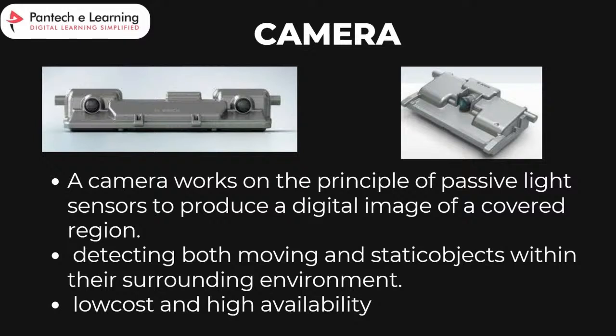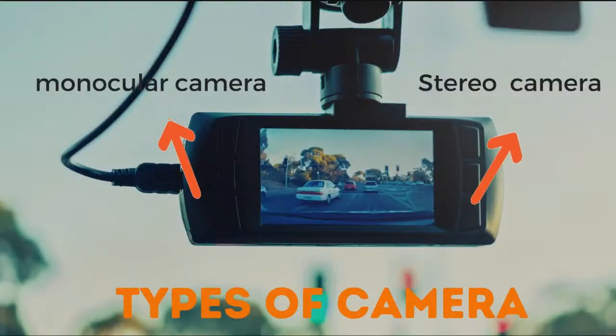Next we are going to talk about the camera. Cameras use special sensors that don't emit light but capture the light that's already there, to create a picture of an area. It's like taking a photo with your phone. It's like having eyes that can see both things that are moving and things that are not moving. Cameras are usually affordable and easy to find because they are used in many devices like smartphones and security systems. Next we will see the types of camera.